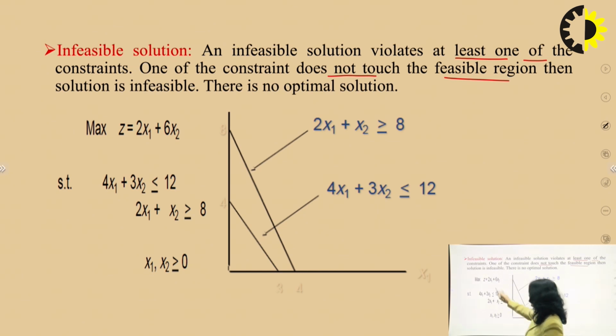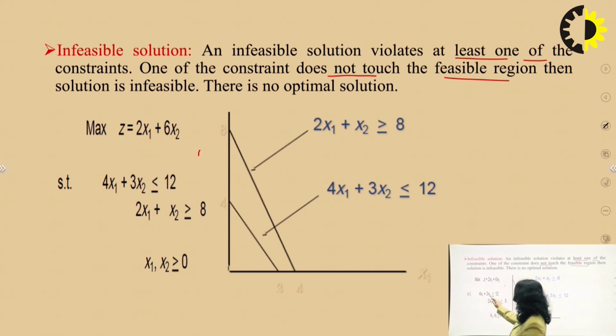For example, we have taken this example. This is the objective function where we have taken the example as max z = 2x1 + 6x2. We want to maximize the objective here, and this is subject to these two constraints. These are the constraints here, and the non-negativity restrictions are defined here: x1, x2 ≥ 0.